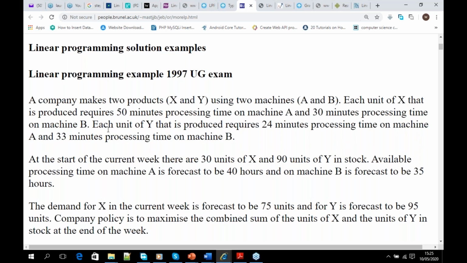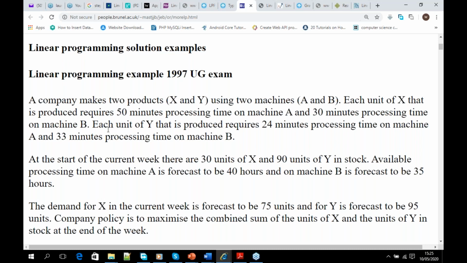Then this will now give us x plus y minus 50. So to maximize the number of units left in stock at the end of the week, we have to come up with the graph. This is the linear equation we are able to draw out, so we plot our graph with it.